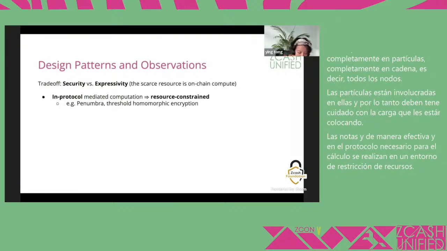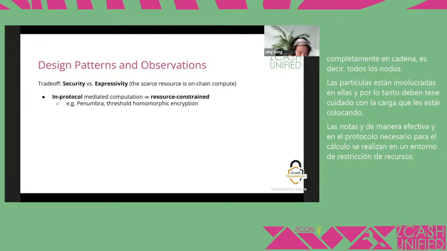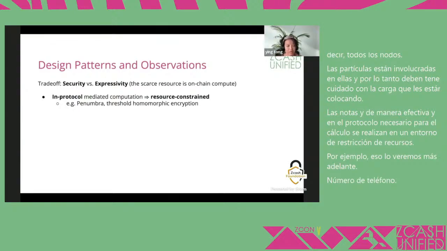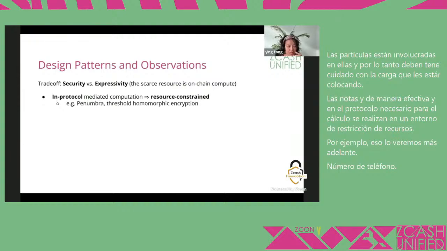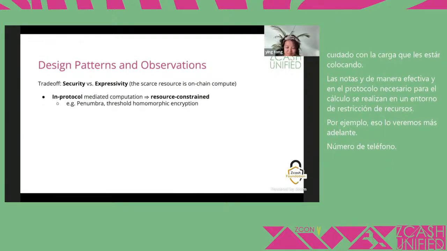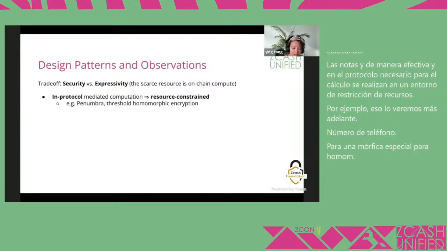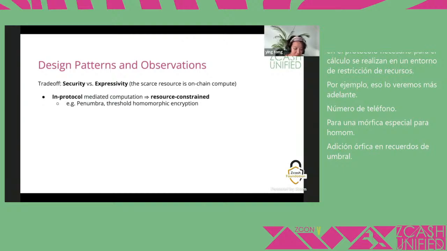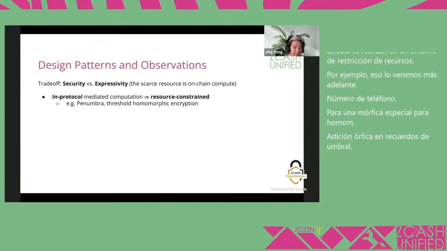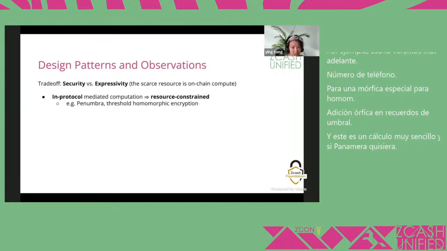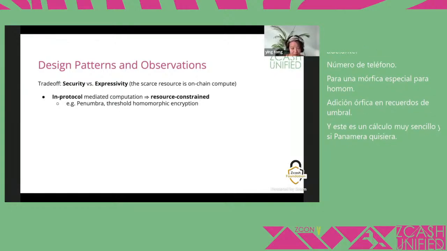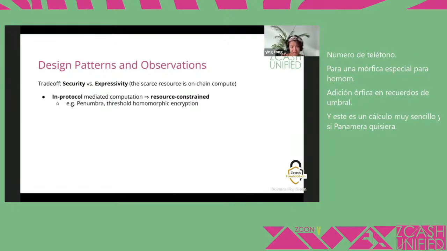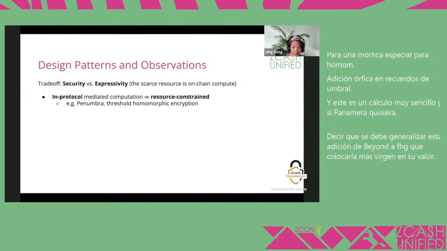For example, we'll see later that Penumbra makes its validators responsible for threshold homomorphic addition on threshold homomorphic encrypted ciphertext. And this is a very simple computation. If Penumbra wanted, say, to generalize this beyond addition to FHE, that would place more burden on its validators. Maybe it would need to have fewer validators, very likely.